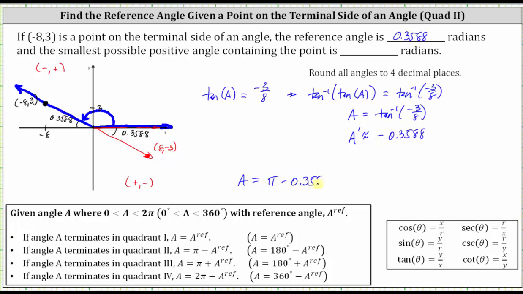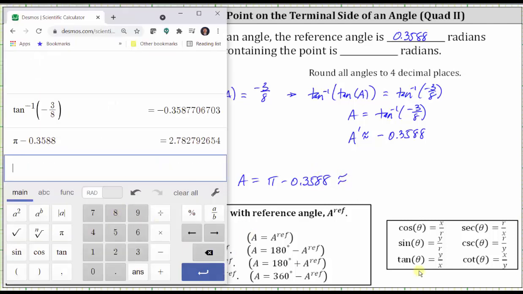Looking at the notes below, if angle A is between 0 and 2 pi radians and terminates in the second quadrant, A is equal to pi minus the reference angle, which is what we have here. And now let's go back to the calculator. We have approximately 2.7828 radians.